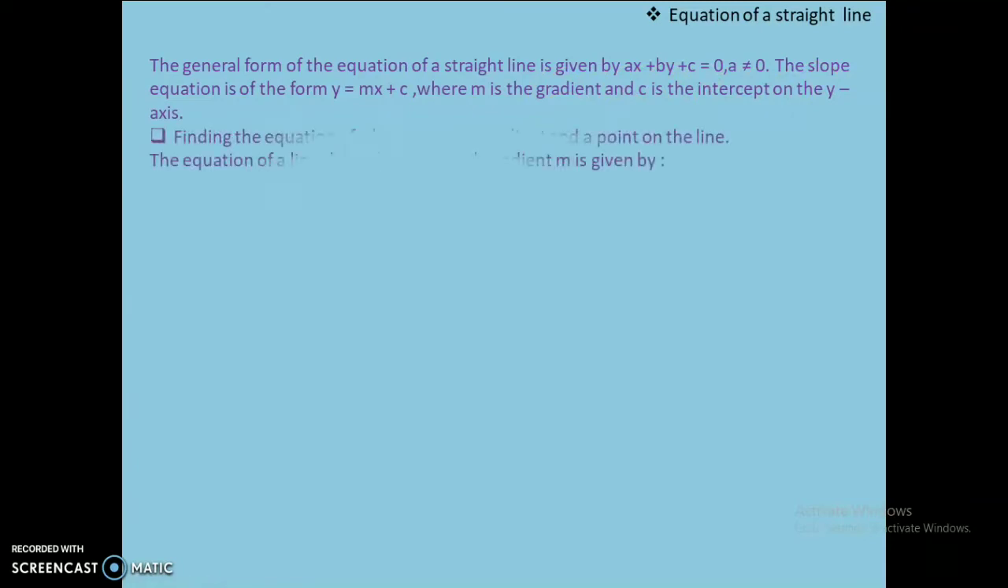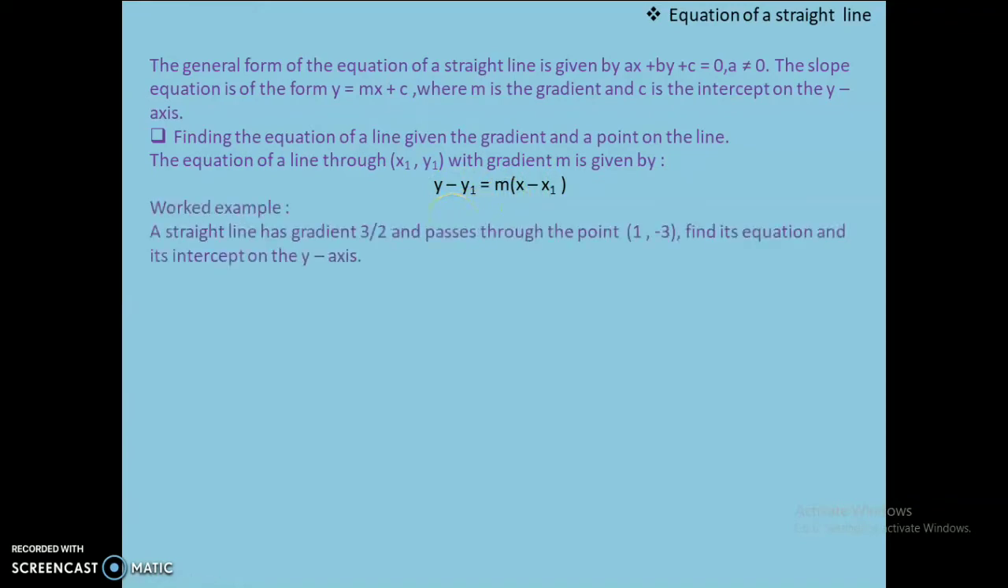So now let's see. There are two ways to find the equation of a line. Now we'll look at the first one, which is finding the equation of a line given the gradient and a point on the line. Now the equation of a line through the point (x1, y1) with gradient m is given by y minus y1 to be equal to m times (x minus x1). So now let's see a worked example.